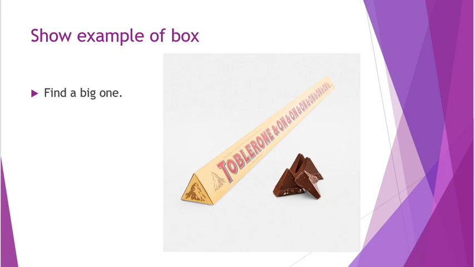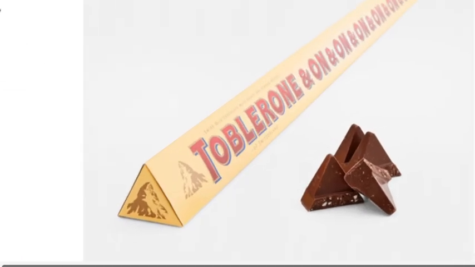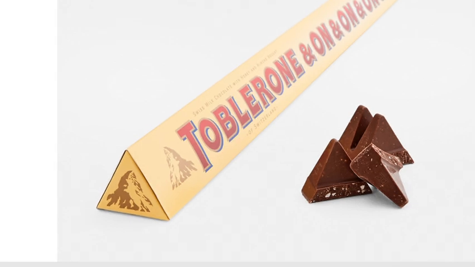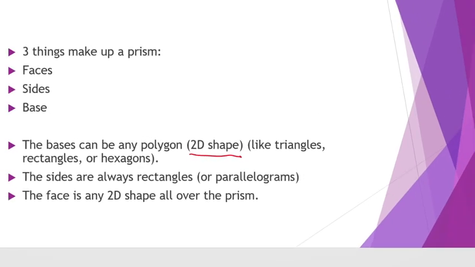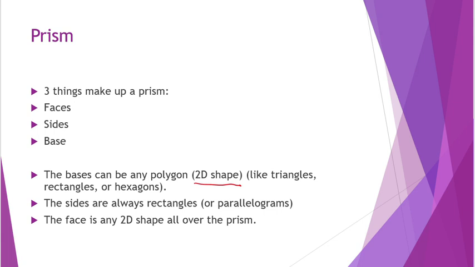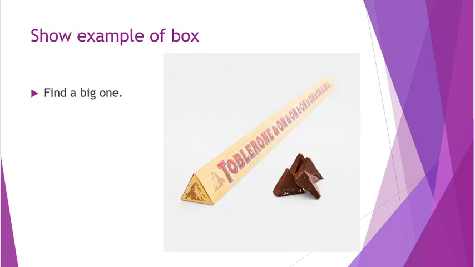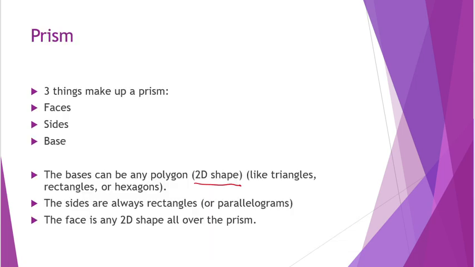Okay, let's have a look here. Looking at this Toblerone picture, what we're describing is that the base can be any polygon shape. In this case, this part that I'm currently highlighting in red is technically the base, because remember, the base is any polygon 2D shape. It can also be a face.